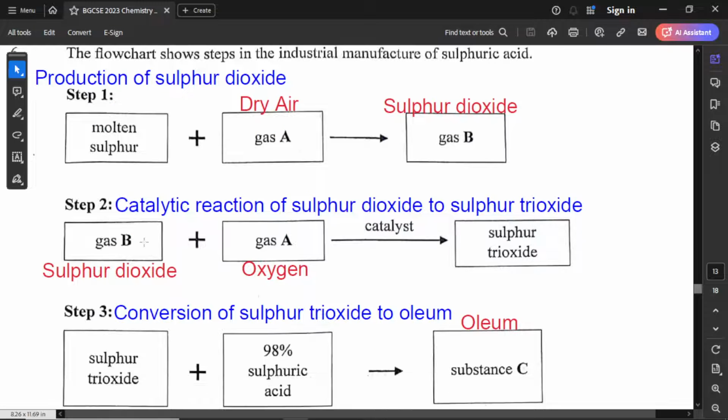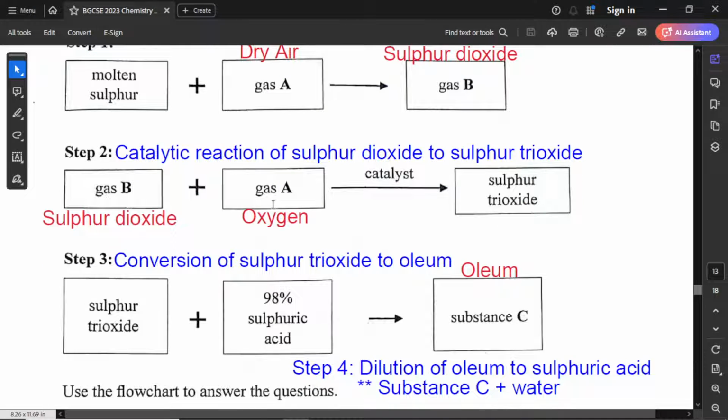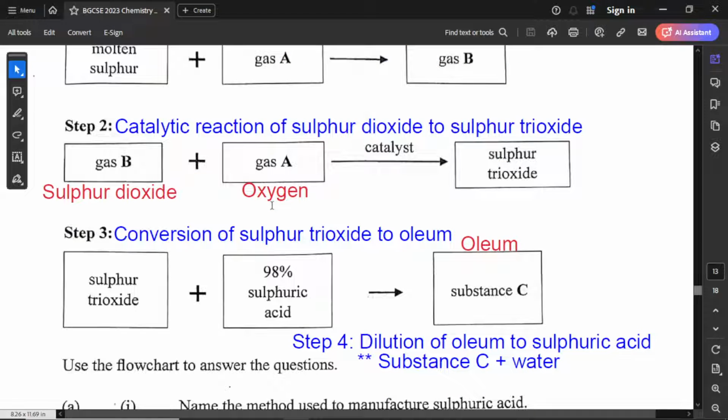And so gas B will be the sulfur dioxide coming from the first step. Add oxygen to that. Or you can add some more air, you just say add air or oxygen. Doesn't matter. So gas A is oxygen.